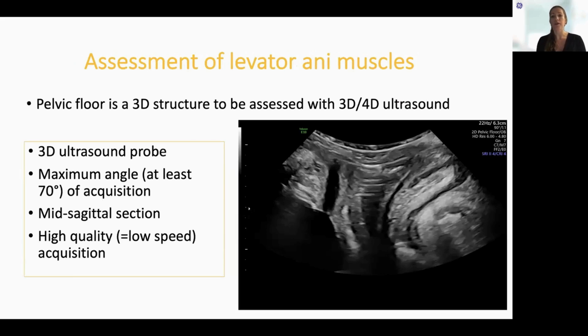If we want to further assess the deep pelvic floor muscles, we need the 3D and 4D ultrasound. As we know, the pelvic floor is a 3D structure. So in that case, we use the 3D ultrasound probe. We find the mid-sagittal section. We use the maximum angle of the acquisition, which should be at least 70 degrees. And then we use the high quality acquisition, which means the low speed acquisition. We find the mid-sagittal view, which you are now familiar with.